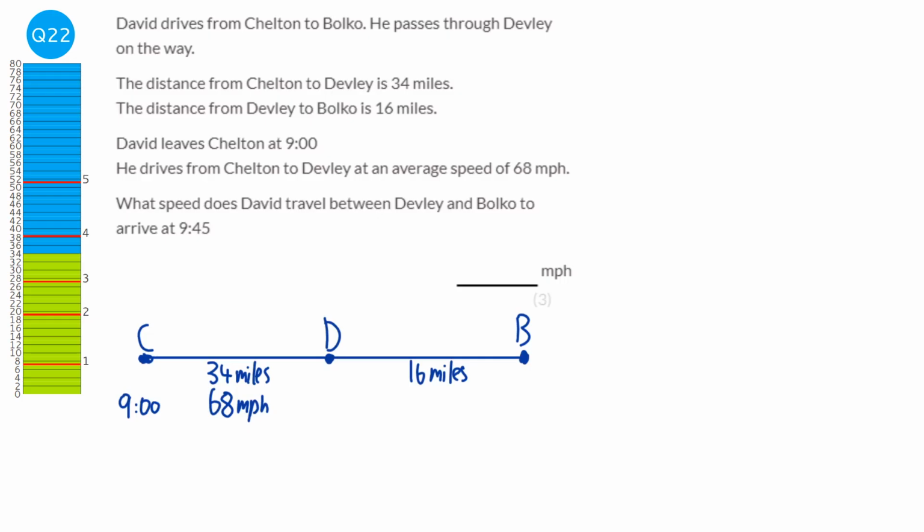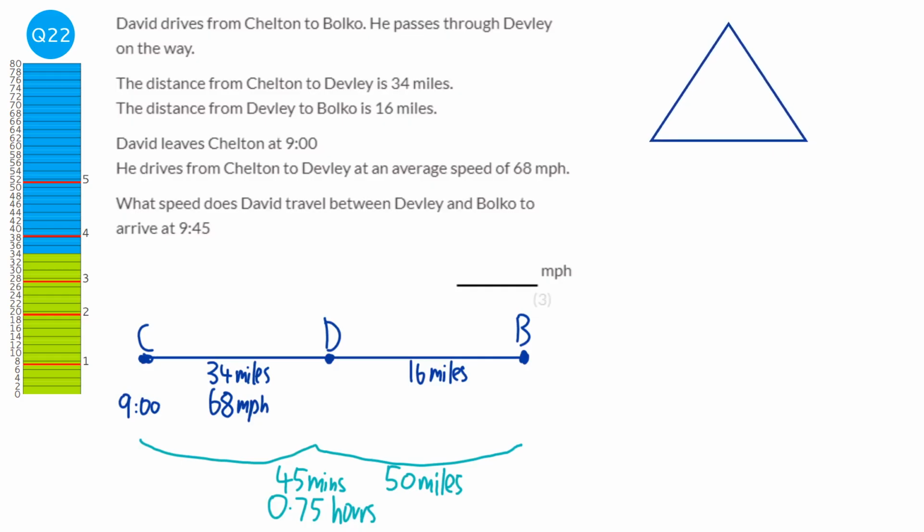So the whole duration of this, the whole thing needs to be 45 minutes or 0.75 hours. And the entire distance is 34 plus 16, so that would be 50 miles. Okay, now having a look at this, we need to find out what time David was at Devley. So we're going to use our speed, distance, time triangle.